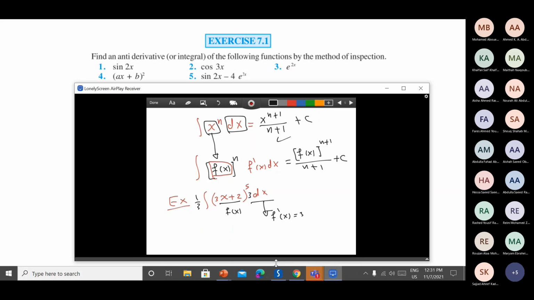So straightforward, I have this formula, so I will have 1 over 3. What's my function of x? It is 3x plus 2 to the power 6 over 6 plus c. This is the easy way to integrate these things.